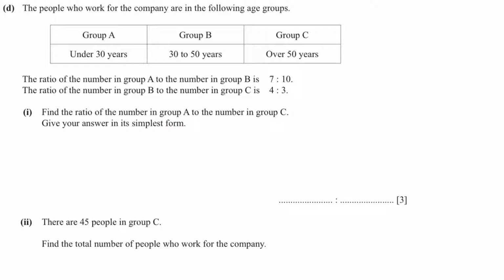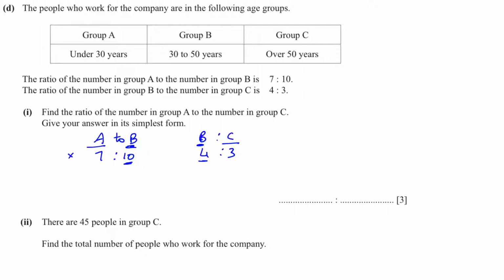What information has been given to us? Ratio of A and B and ratio of B to C. So the ratio of A to B is 7:10, and the ratio of B to C is 4:3. B is common in both, and we have to find the ratio of A to C. In a question like this, what is common? Try to make it the same.